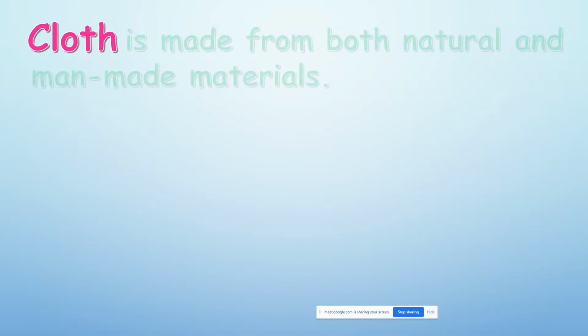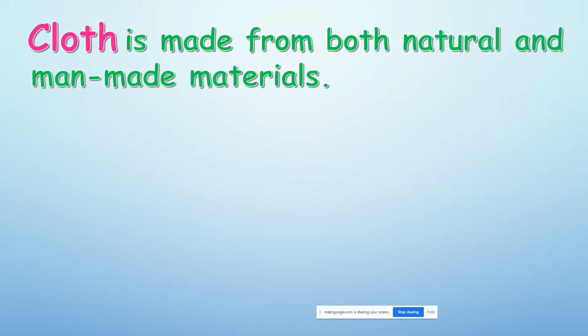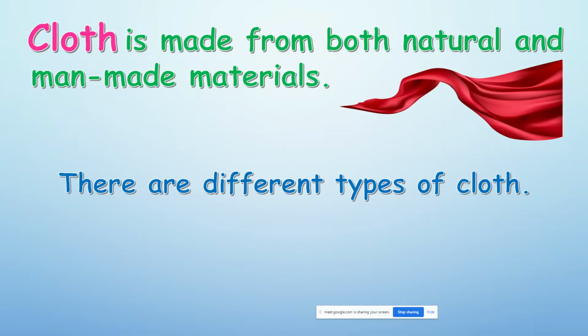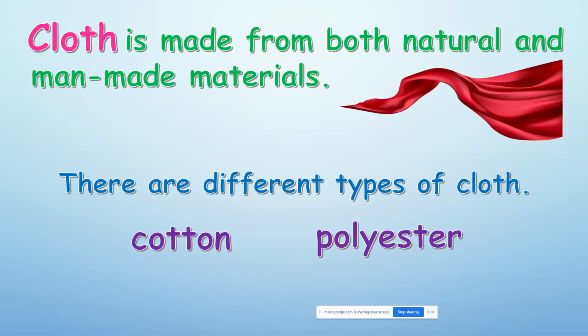How about cloth? What can you say about cloth? It is made of both natural and man-made materials. Usually they combine natural materials and man-made materials. Now there are different types of cloth. One is cotton and another is polyester. But aside from cotton and polyester, there are more kinds of cloth. But we are going to talk about two, cotton and polyester.